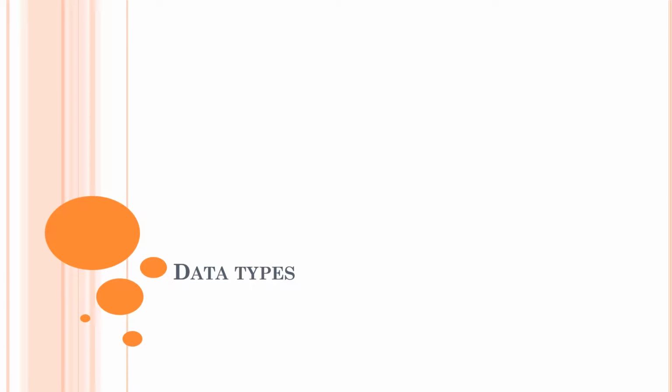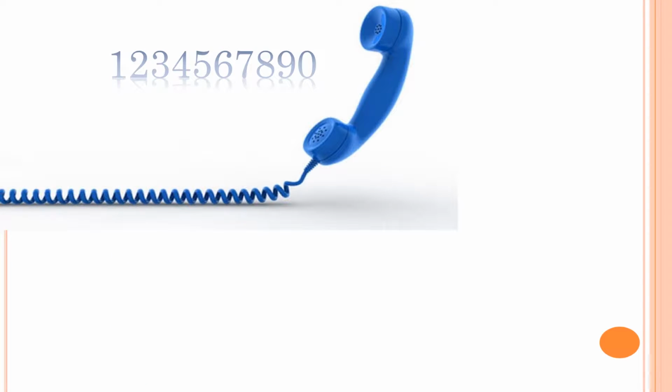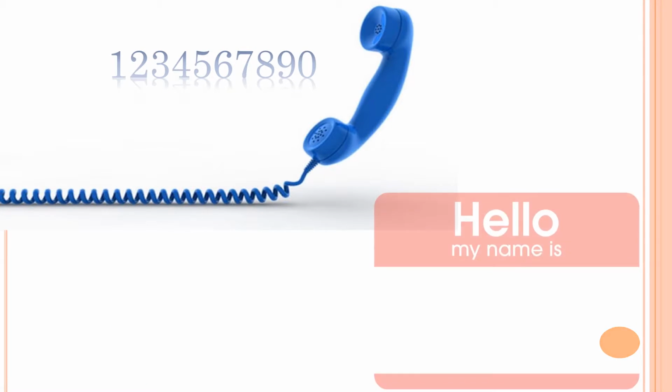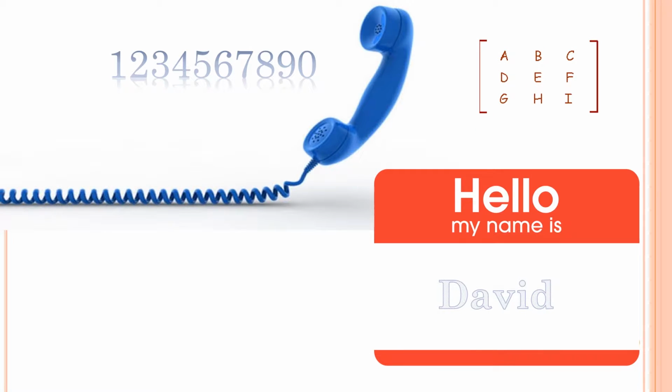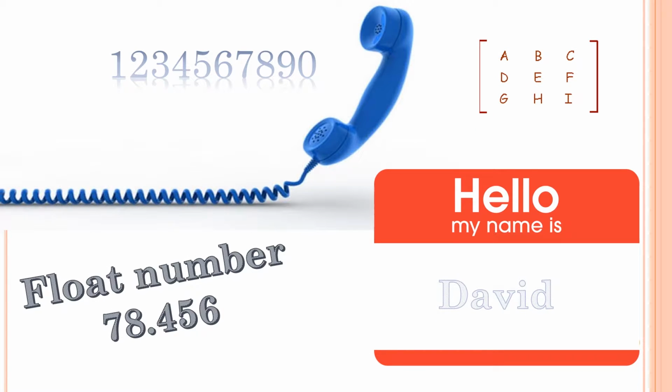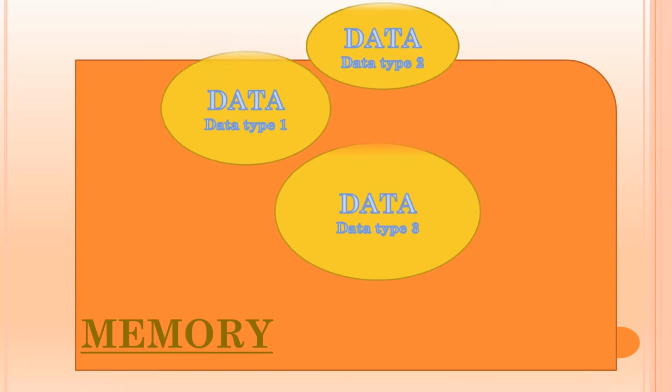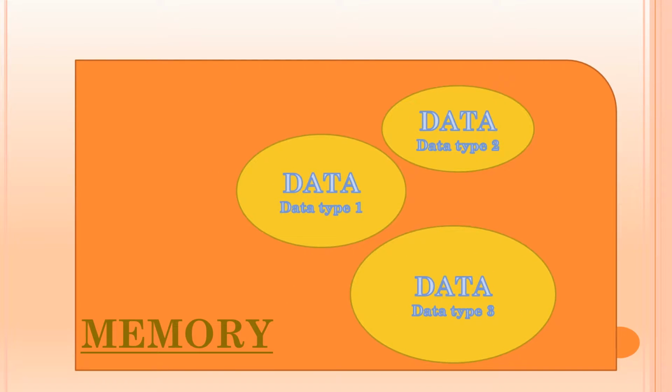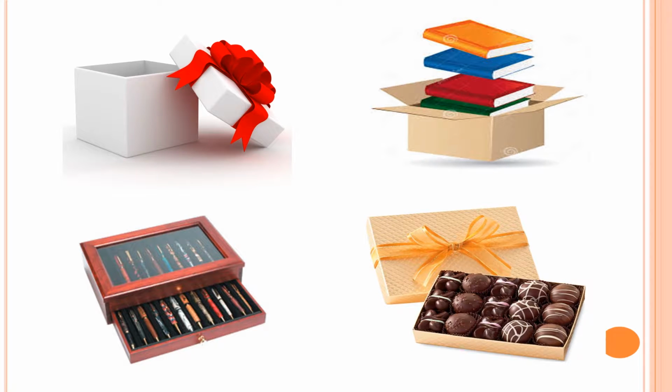In our routine life, we deal with different types of data like contact number, which is a numeric value, name as strings, matrices, decimal numbers, etc. So these all are different data types. A space is provided to data in memory according to the data type. This is similar to how in routine life we can choose different boxes for storing anything according to the size of the things we need to put inside.